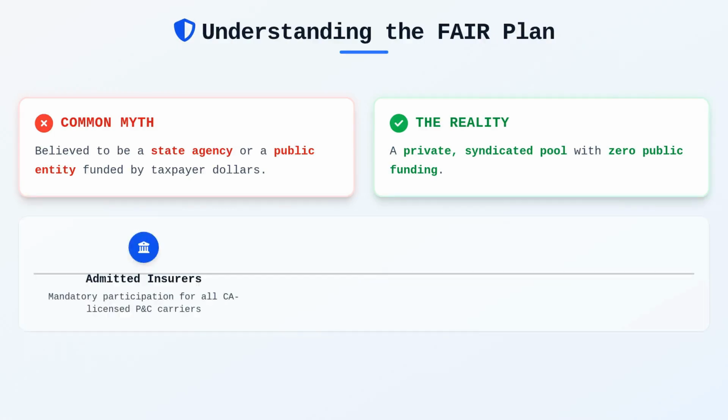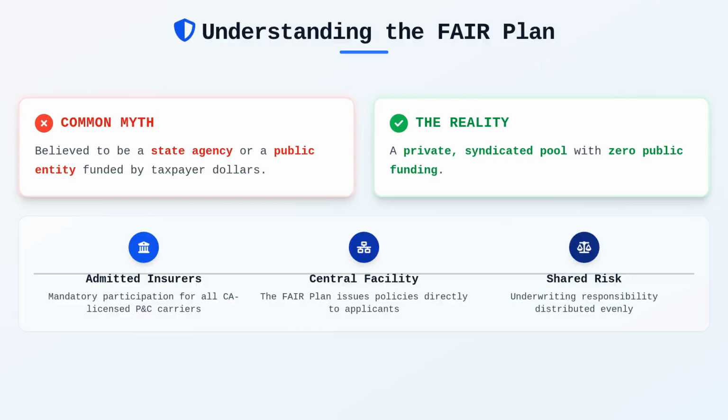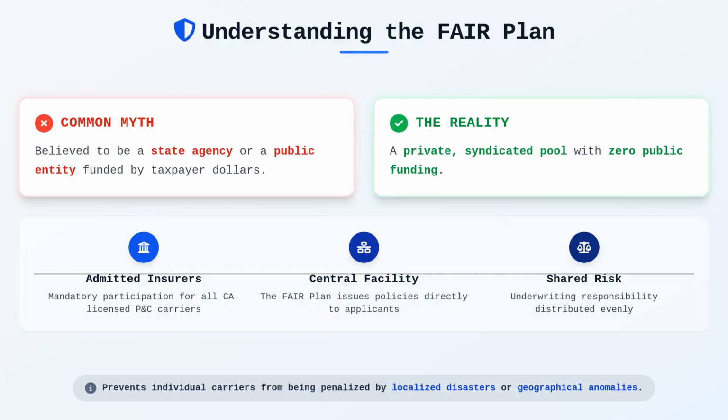Under this pool arrangement, every single admitted insurer must participate in the FAIR Plan as a mandatory condition of maintaining its certificate of authority to transact insurance business in California. The FAIR Plan operates as a centralized placement facility that issues policies directly on behalf of these member companies, who collectively bear the financial underwriting responsibility. This structure ensures that no single private carrier is unfairly penalized by geographical anomalies or localized natural disasters, distributed evenly across the industry.